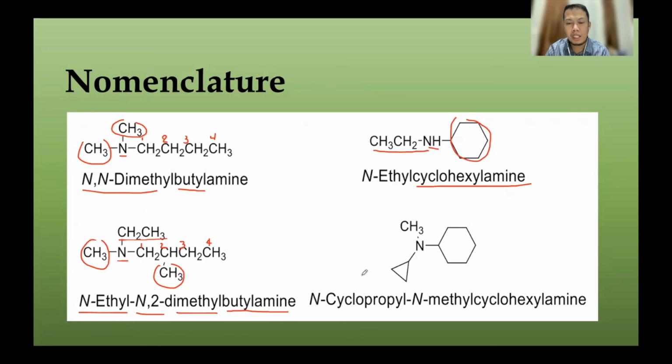On this side, we have N-cyclopropyl. This is the cyclopropyl, N-methyl, and then cyclohexylamine. This one, right? So that ends my discussion. I hope that you have learned something about amines.